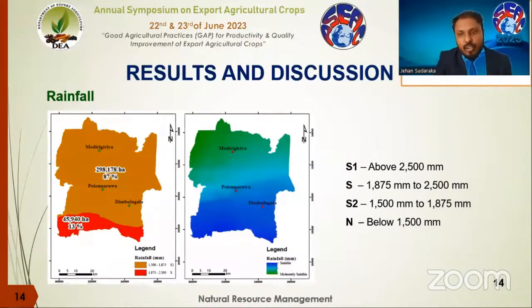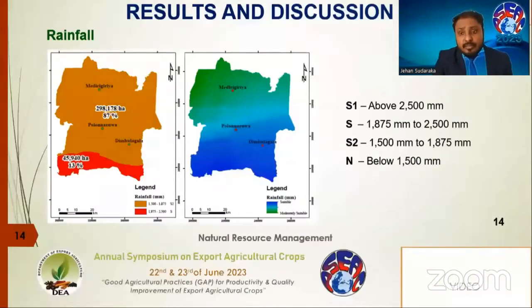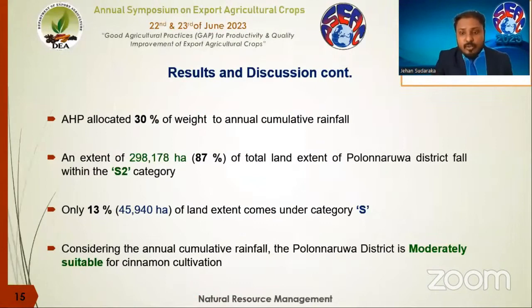First, rainfall. When we look at a dry zone district like Polonnaruwa, rainfall is going to be the most critical limiting factor. Therefore, AHP allocated 30% of the weight for annual cumulative rainfall. The result shows that 87% of the whole Polonnaruwa district falls within the moderately suitable category, and 13% falls within the suitable category. So by considering only annual cumulative rainfall, we can say Polonnaruwa district is moderately suitable for cinnamon cultivation.